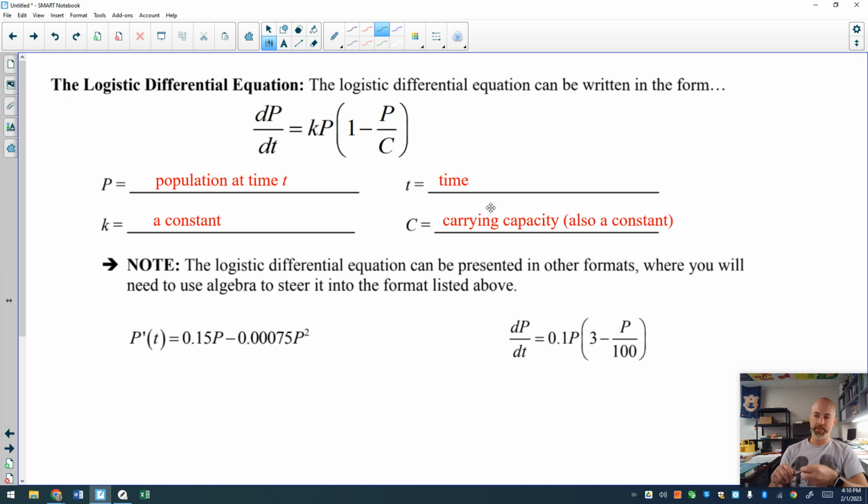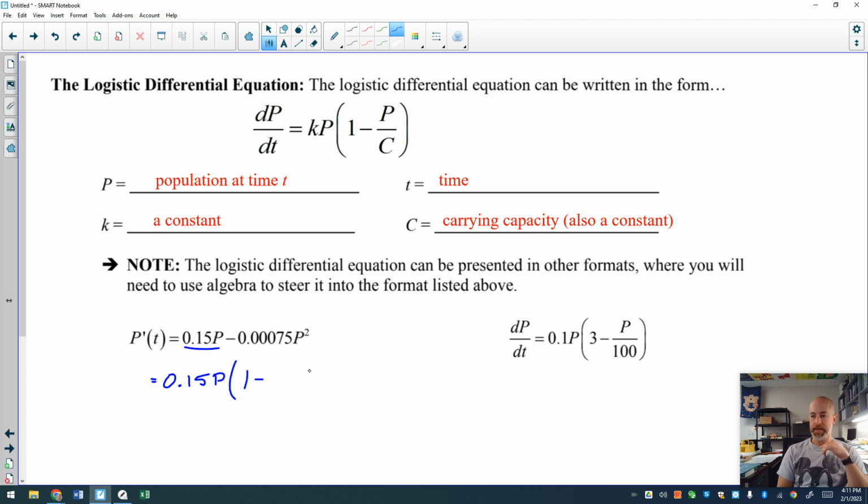Do note that your logistic model can be presented in other formats, and I personally prefer to take any other representation of the logistic model and turn it into this format. I strongly believe this one up here is the one that is easiest to read and decipher. So if I see something in a format kind of like this first one down here, P'(t) is 0.15P and all that other mess, I would start by realizing that I don't have 1 minus P over C, and if I want a 1 in the place of this, I will need to factor out that 0.15P. When I do that, I'm left with 1 minus something.